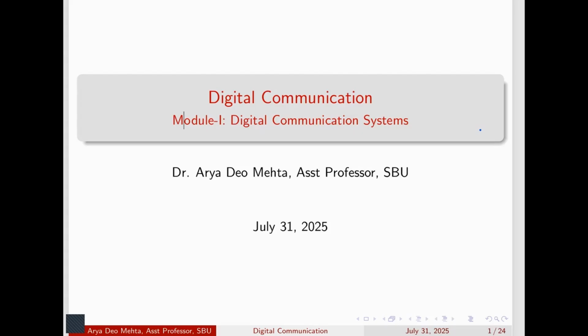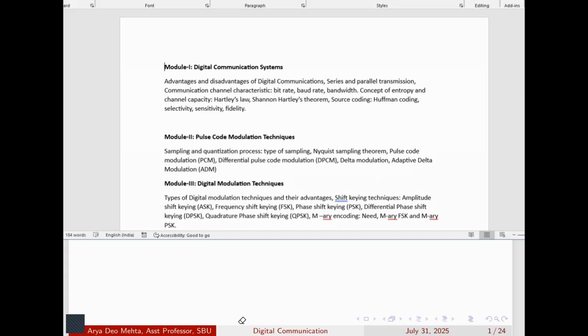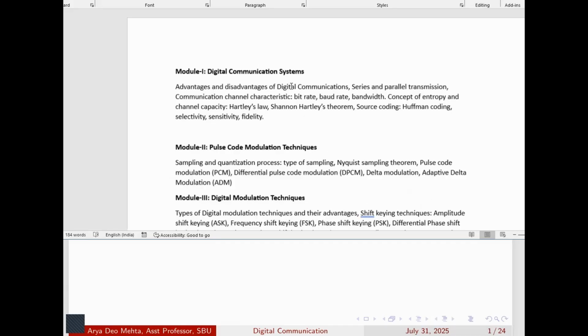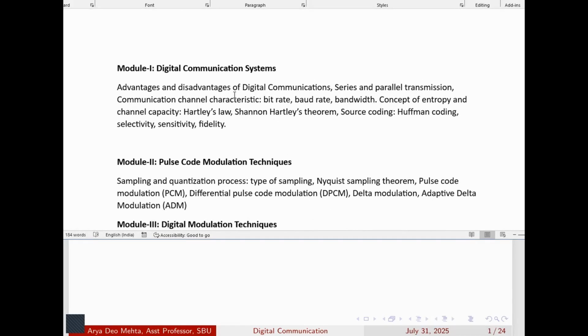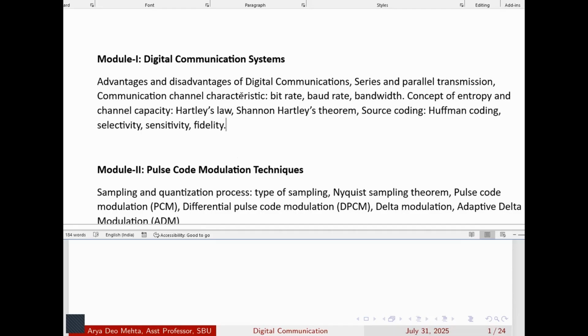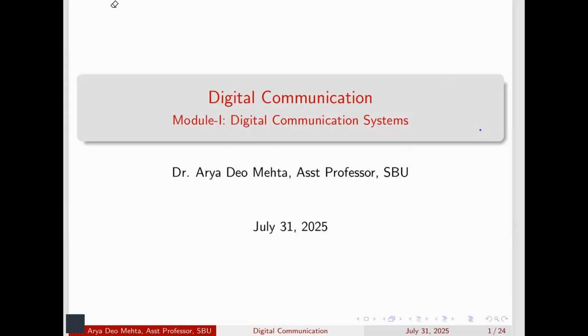So let's begin. It will not be possible, I think, to cover the entire module in a single lecture, so I'll cover it in different lectures. Let's see how we can organize it so that it is easier for you to understand.